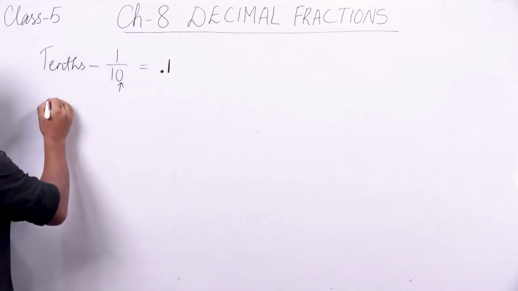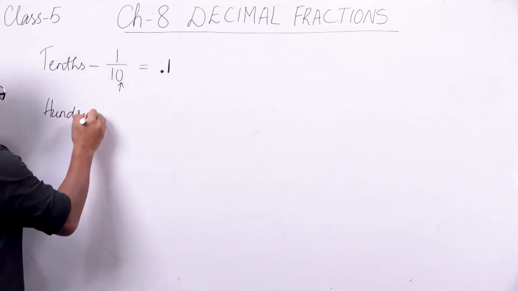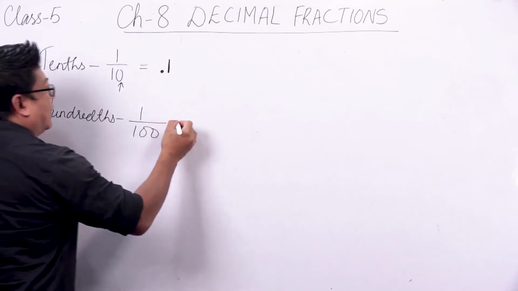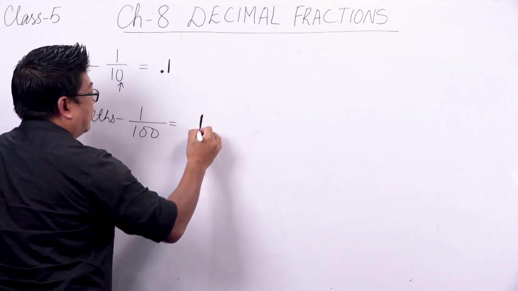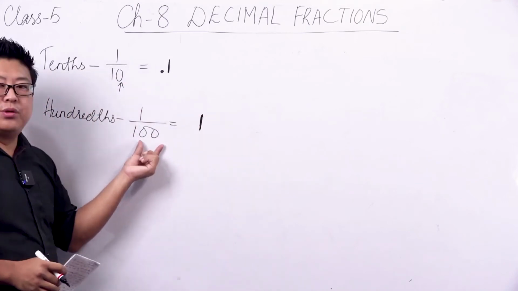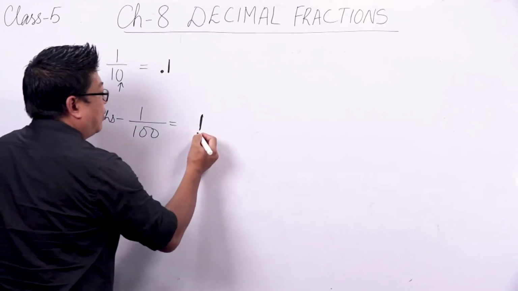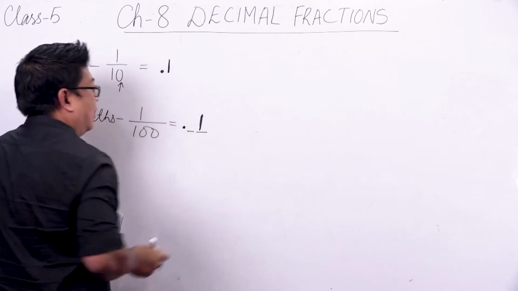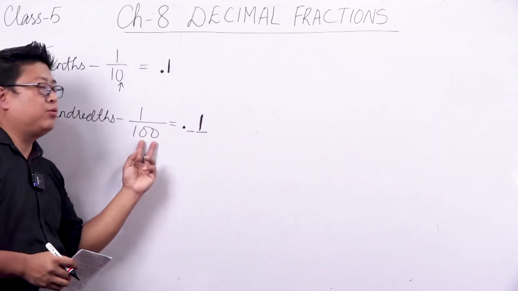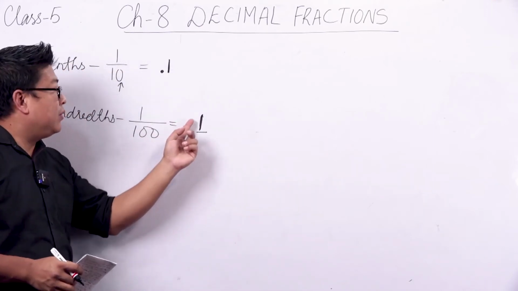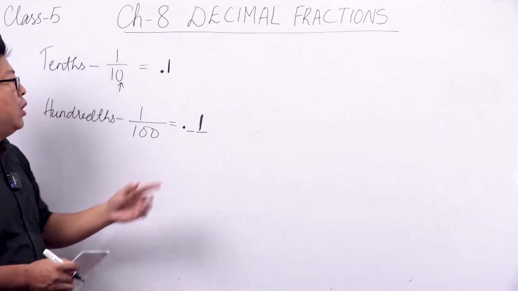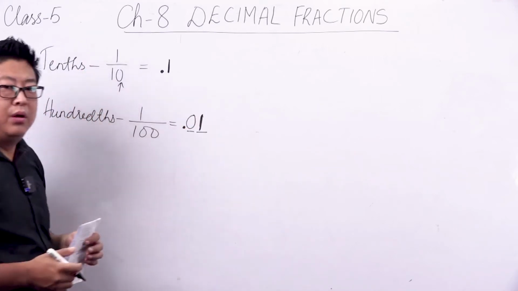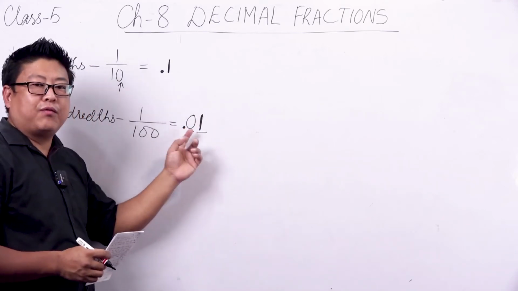Now, if you look at the next, you will be able to understand even better. Hundredths is written 1 by 100. Now, 1 is already there, so I'm writing 1 here. There are 2 zeros and only 1 digit, so I will start counting from the right: 1, 2, and put the point. 2 places because there are 2 zeros. And here there's no number, so by default you have to put a 0.